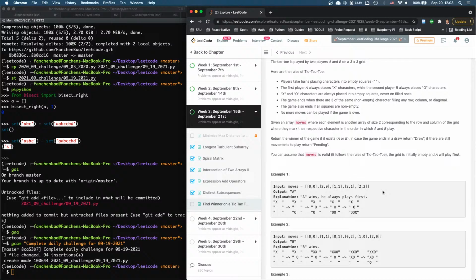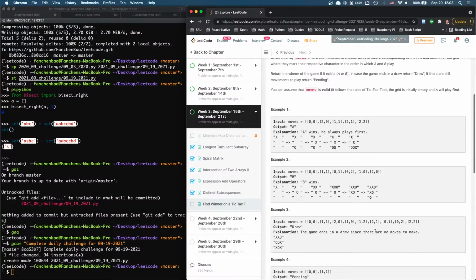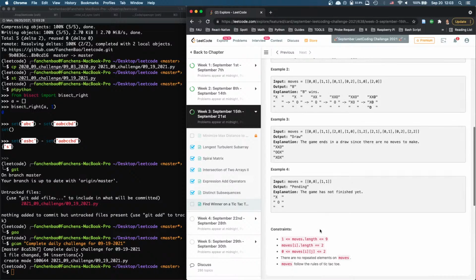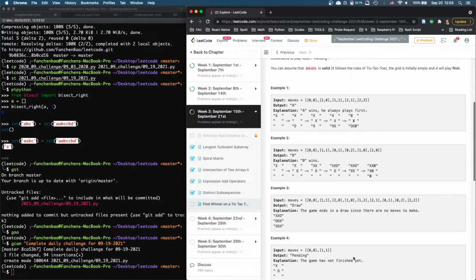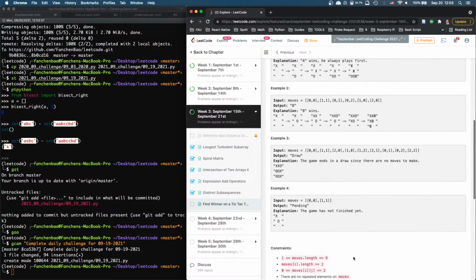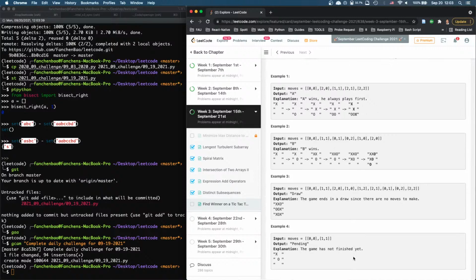So basically it tells you which move each one will play, and then you just output who wins, or nobody wins, or pending. This is an easy question. No repeated move, and I think all we need to do is find a way to check. I mean, it's a 3x3, so we can check after every move. Right, check after every move.